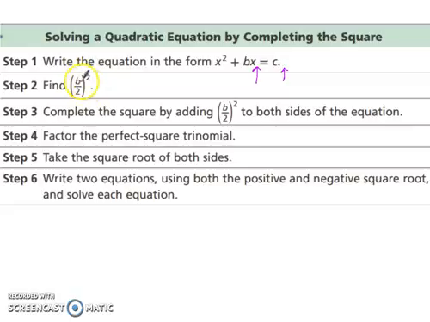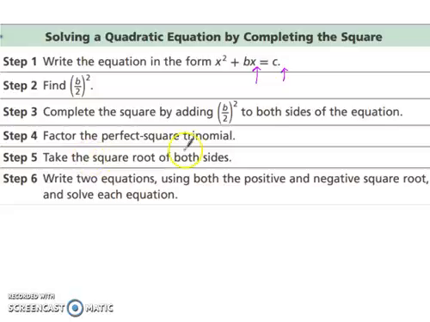Figure out what b divided by 2 squared is. And then you're going to add that value to both sides of the equation. In the previous examples, you were simply completing the square. You weren't actually working to solve, so you didn't have another side of the equation to add something to. Then we're going to factor that perfect square trinomial. We practiced that a little bit in those last two examples.